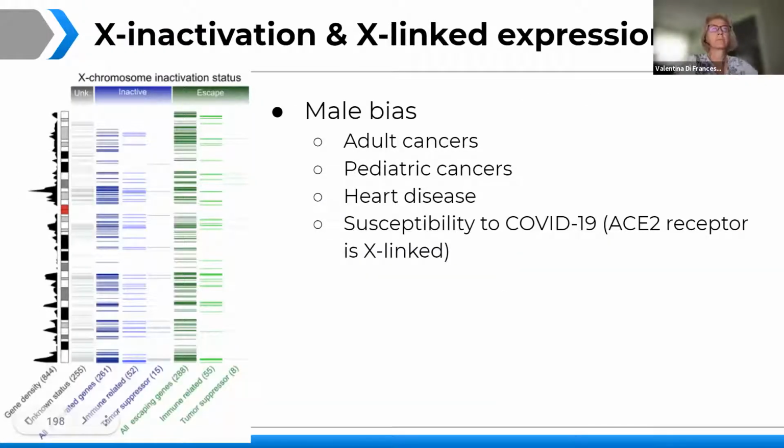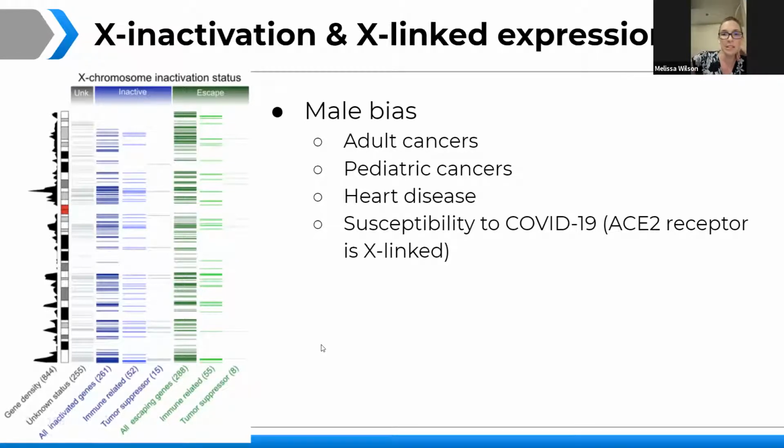So with that, thinking about where we're going to go and opening it up for questions, in studying X-inactivation and X-linked genes, I think it matters for everything. We know that there's a male bias in most adult cancers, in most pediatric cancers, in heart disease, in susceptibility to COVID-19. The ACE2 receptor in particular is on the X chromosome.